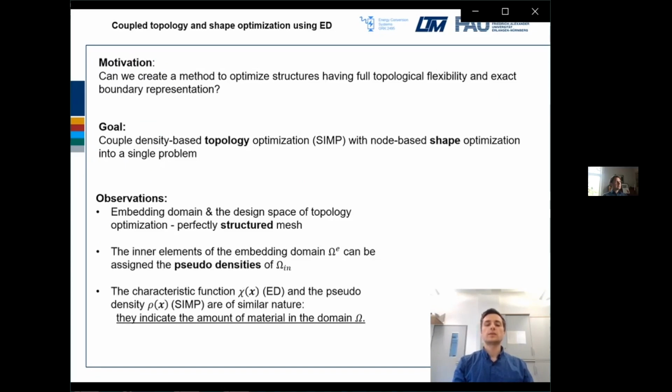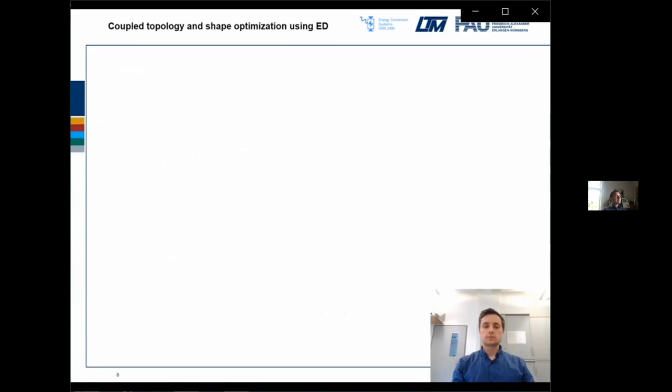First, let us observe that both the embedding domain and the design space of a density-based topology optimization problem utilize a perfectly structured mesh. Therefore, we can assign both the shape and the density design variables into the same problem, in which the inner elements of the embedding domain can be assigned a pseudo-density. Finally, we can observe a similarity between the characteristic function He and the pseudo-density. They both specify an amount of material for any point x.